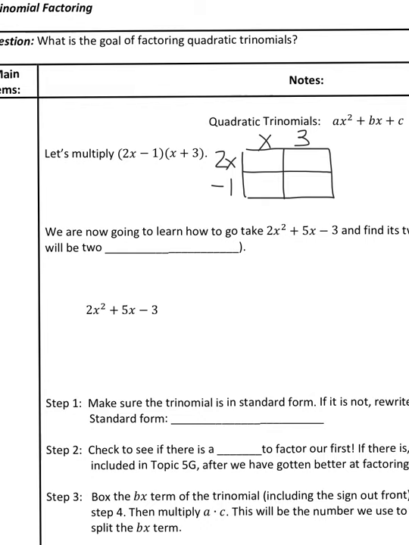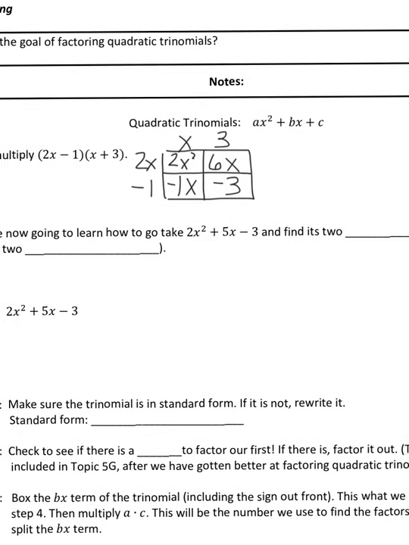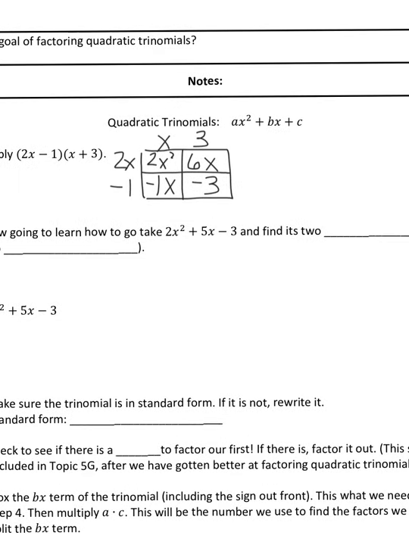All right, so 2x times x is 2x squared. 2x times 3 is 6x. x times negative 1 is negative 1x, or just negative x, your choice. Negative 1 times 3 is negative 3. I'm multiplying in the box so I can clearly see all my terms. I'm going to take all 4 terms out of the box right now. So I have 2x squared plus 6x minus 1x minus 3.